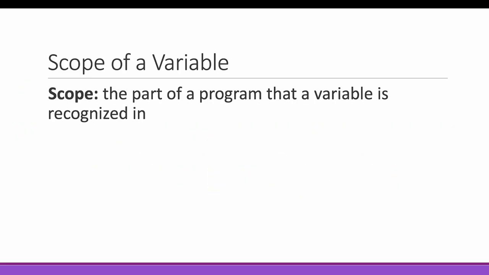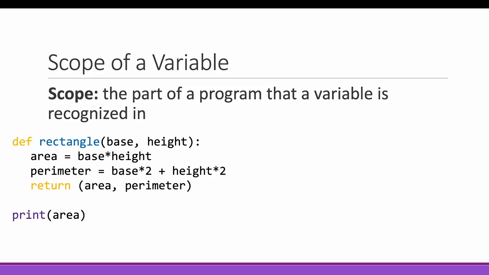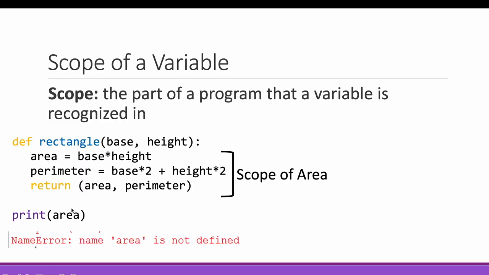So we've seen this before, but the scope of a variable is just the part of a program that a variable is defined in and recognized in by the program. For example, if you've got this function that returns the area and perimeter of a rectangle, area is only defined in this bit here. If we were to print area, notice that's outside the scope of this function. It's not indented, so the function's ended. Area and perimeter have been deleted from memory, so area is not defined.